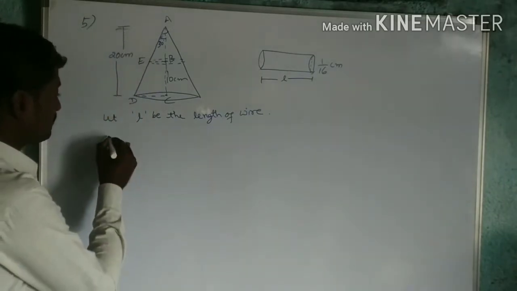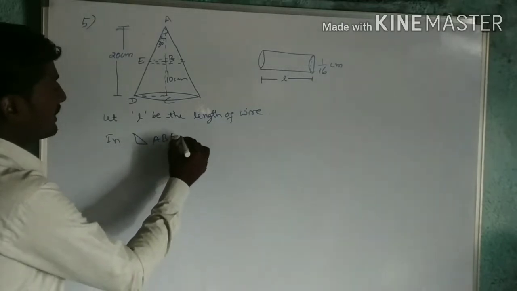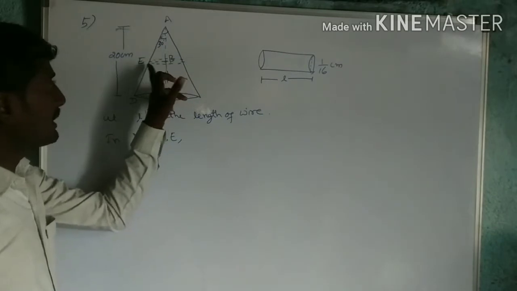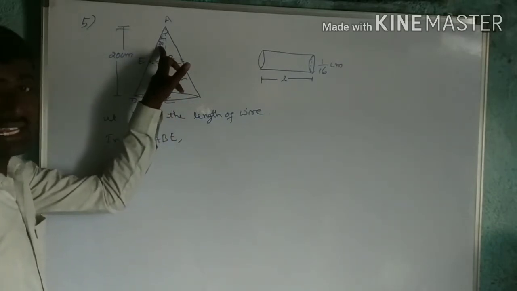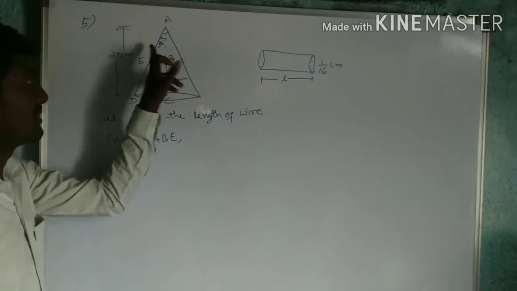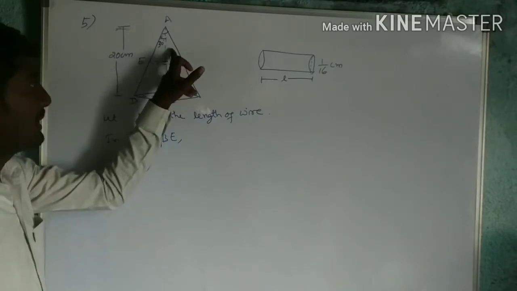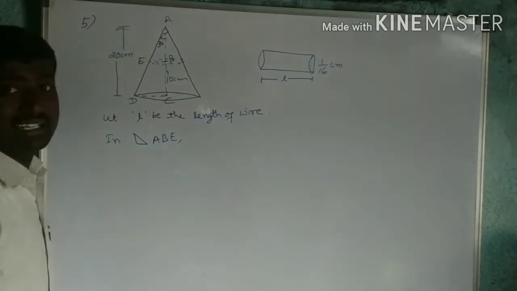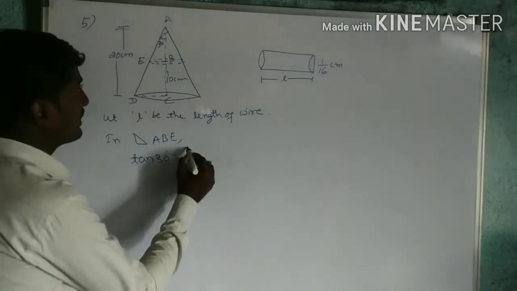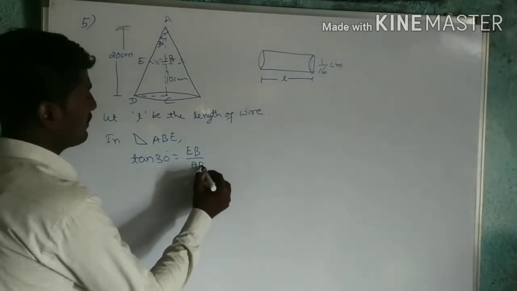Now in right angle triangle ABE, we know AB, but we want EB. Here is the angle theta, opposite divided by adjacent. This will be the hypotenuse because there is 90 degrees at B. So EB divided by AB, opposite by adjacent, that is tan. So tan 30 degrees is equal to EB divided by AB.